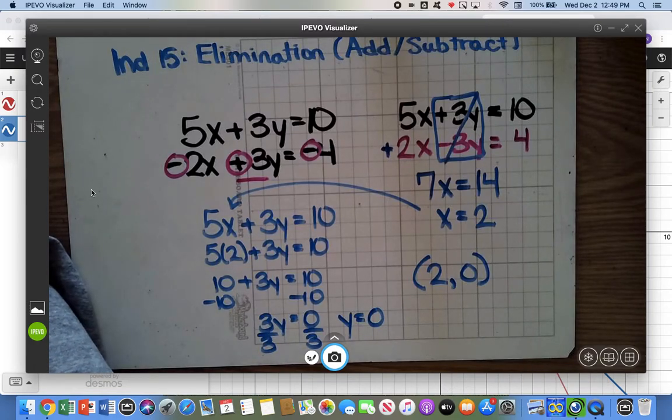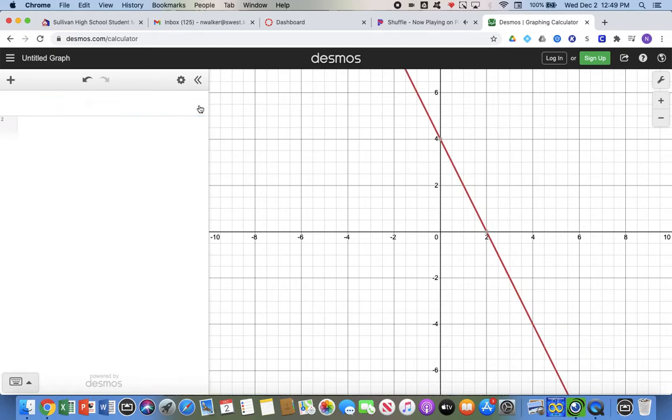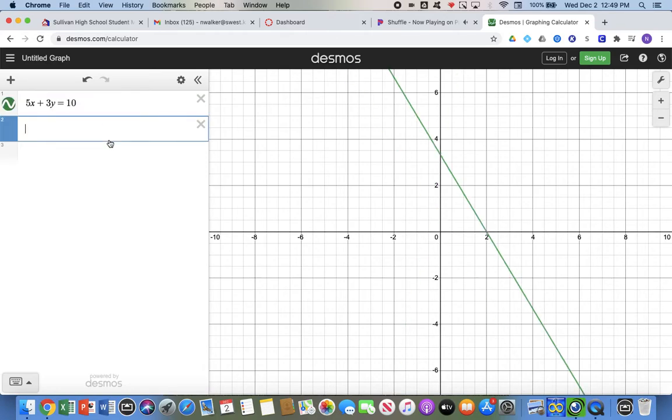So I just want to go back and show you on Desmos, checking this work. 5x plus 3y equals 10. There's equation 1. And then I have negative 2x plus 3y equals negative 4. I just put in those two original equations. And if you can see, I have 2, 0. So just make sure when you're checking your work on Desmos that you do double check your signs as you're plugging those in, especially whenever you're changing signs.